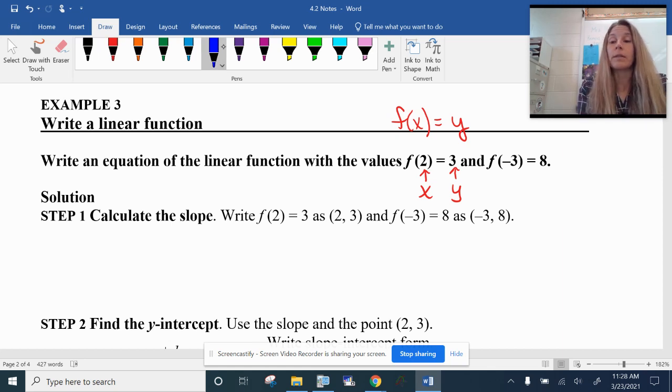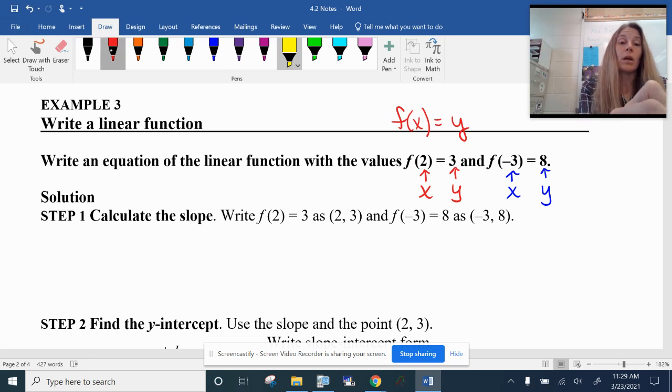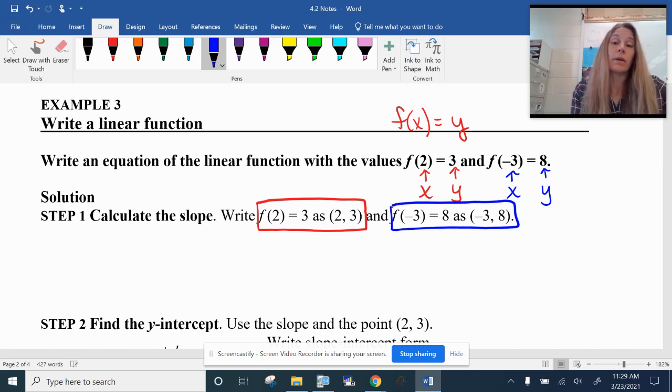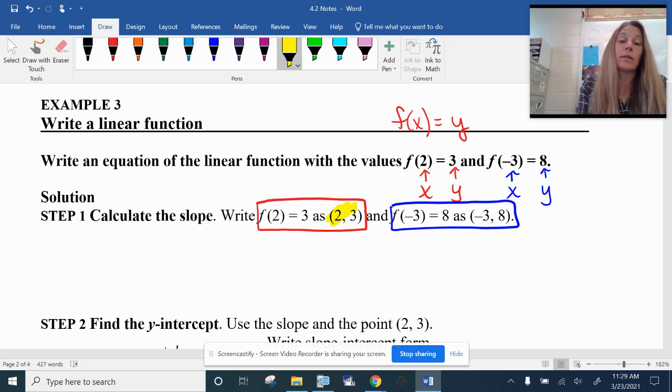Same thing for this example here. If it says f of -3, then the -3 is my x value, and then that 8 would be my corresponding y value. So because of that, then we know that f of 2 equals 3 is really the ordered pair (2, 3), and f of -3 equals 8 is really the ordered pair (-3, 8). So we can just use these two ordered pairs to do our equation.